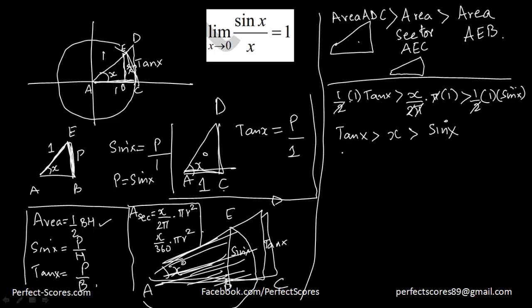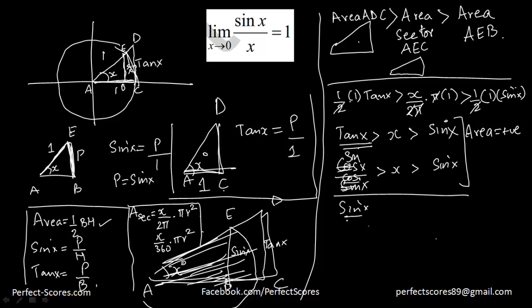Okay, so what I'm going to do is open this up, because tangent of x can be written as sine x over cos x, which is greater than x, which is greater than sine x. And we're going to assume that the area is going to remain positive, right? Because area is always positive. So we're going to take everything to be positive. I'm sorry, this is sine x over cos x. Sorry about that. I'm just going to write it again: sine x over cos x is greater than x, which is greater than sine x.